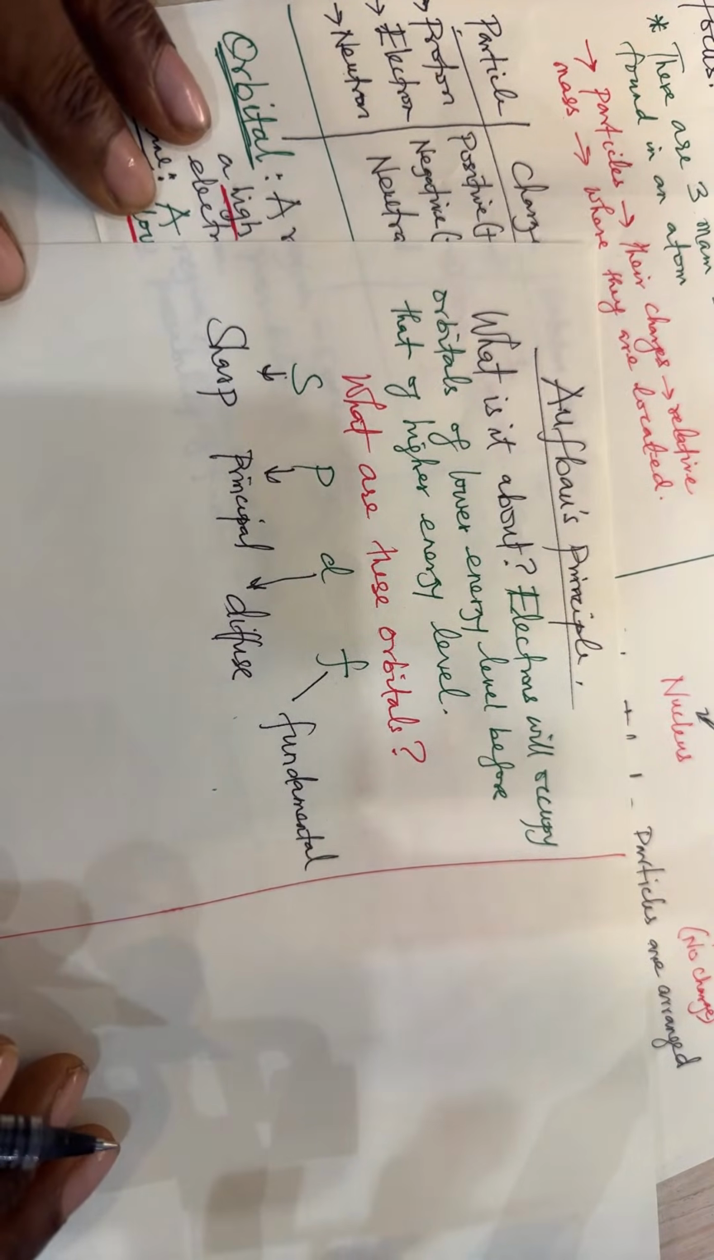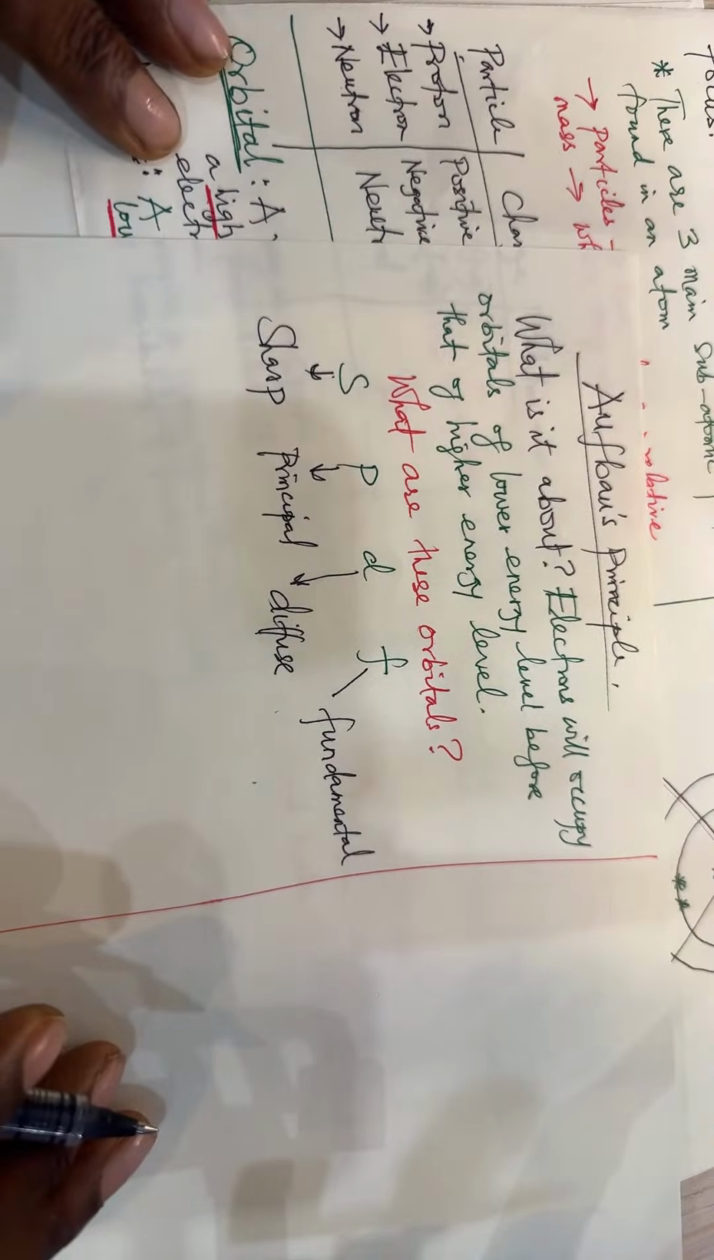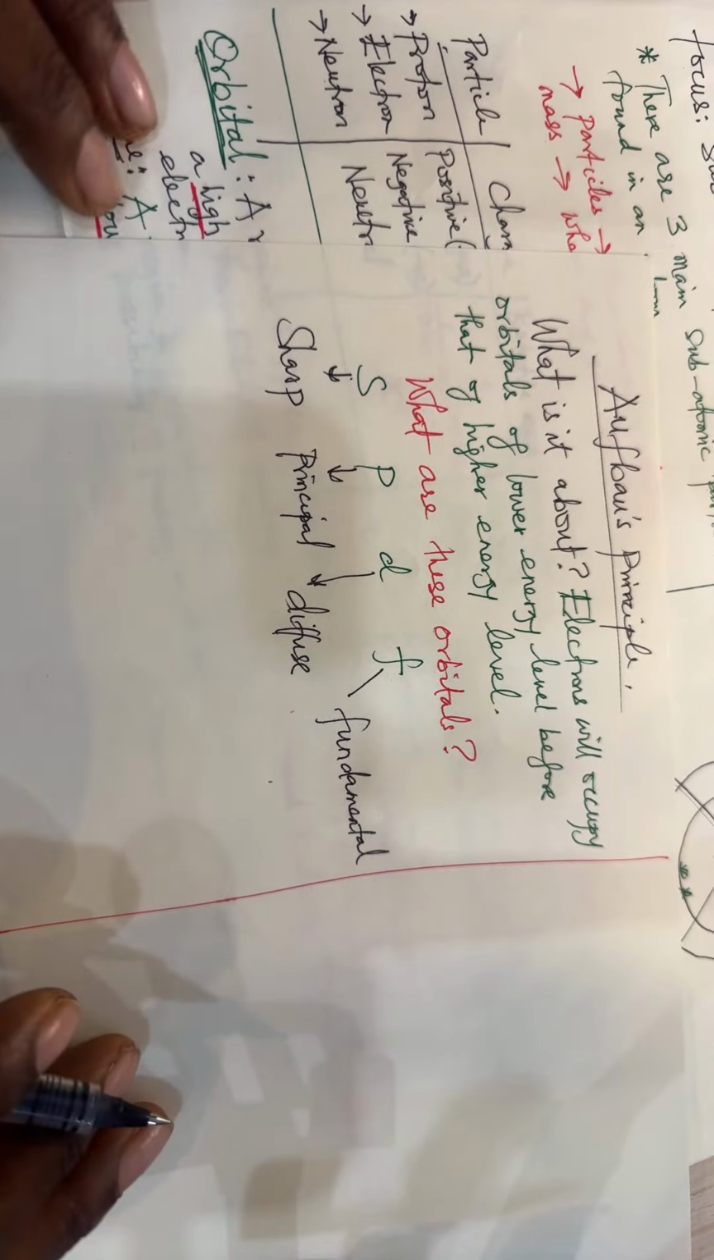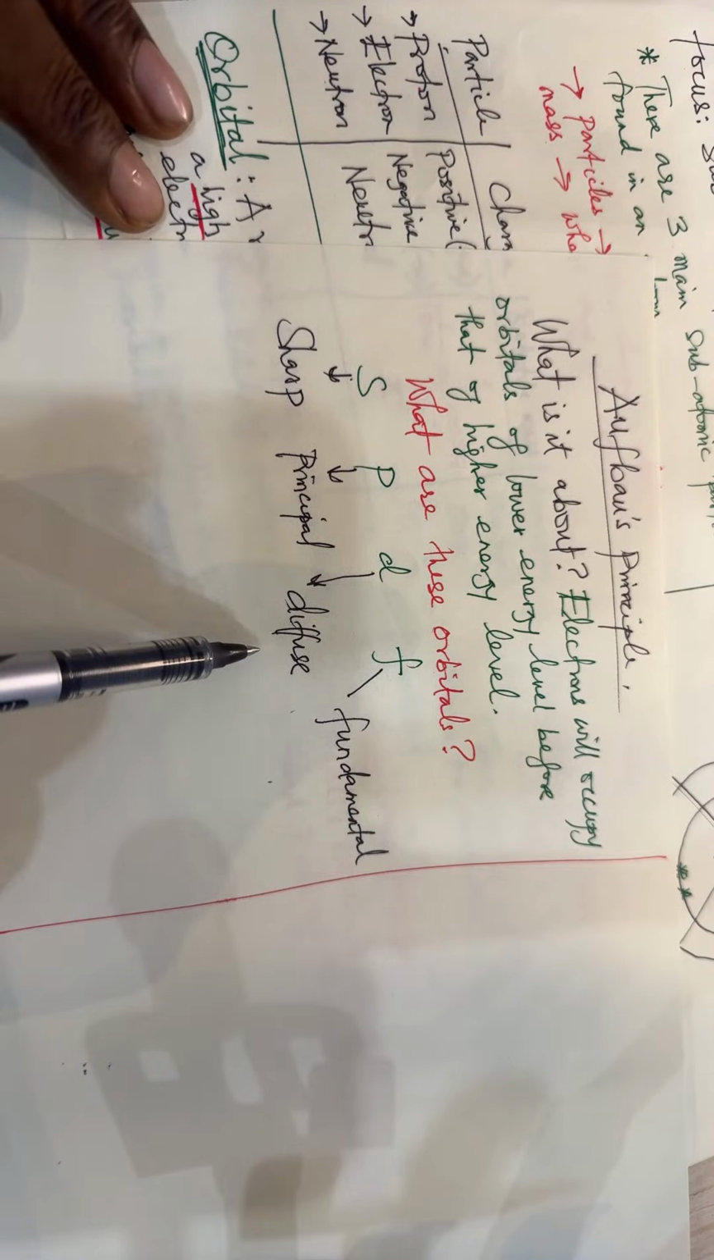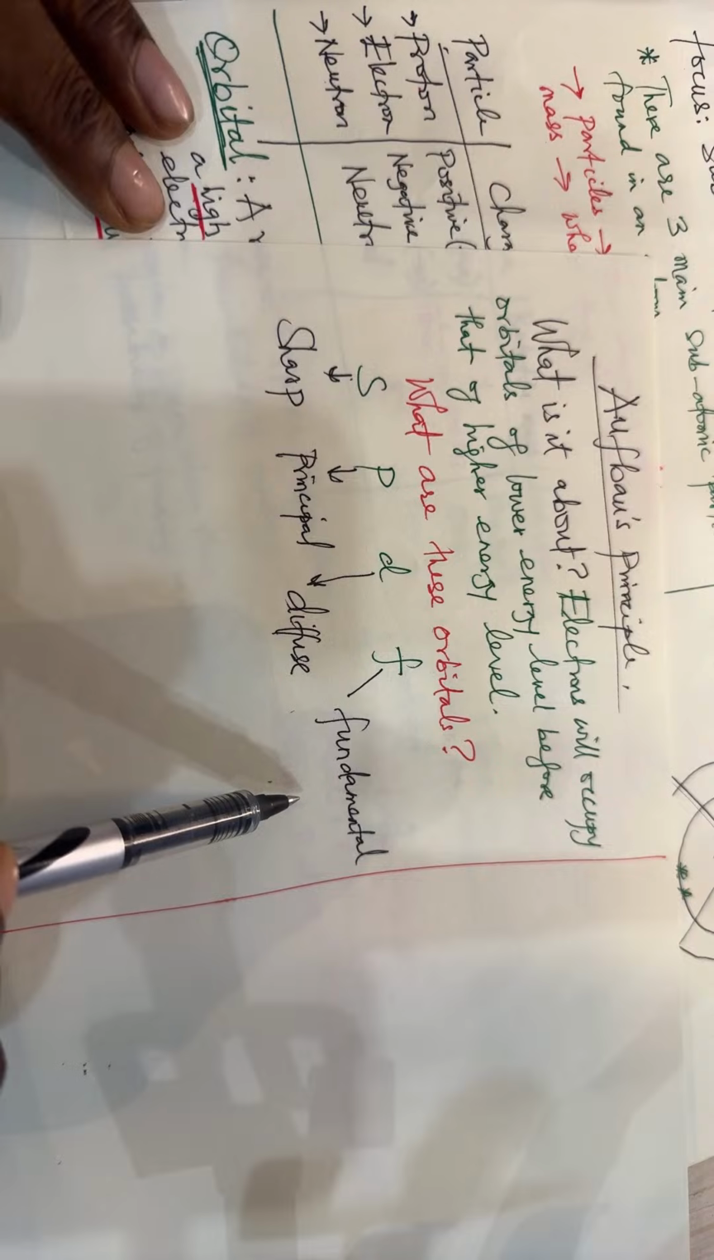Somebody say, well done. Thank you so much. So that is what each of these things stands for. SPDF: S stands for sharp, P stands for principal, D stands for diffuse, F stands for fundamental.